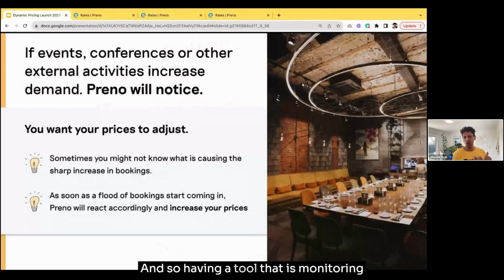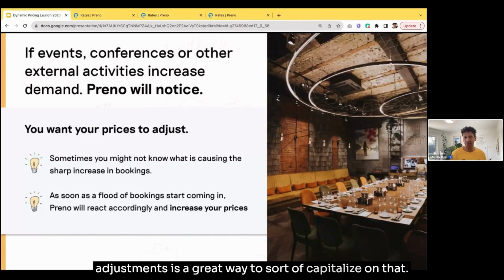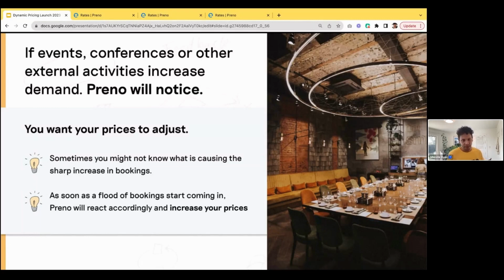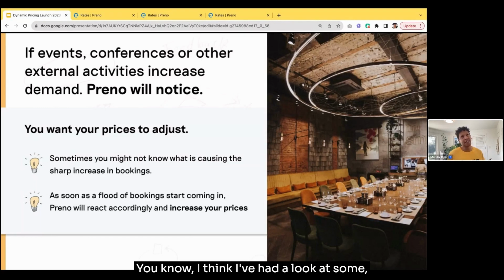And so having a tool that is monitoring all the time and saying, okay, yes, my demand's starting to increase, I'm starting to sell a lot of rooms, and making adjustments is a great way to capitalize on that. I've spoken to some customers, and a lot of our customers will look at what's happening this month, but they're not looking at what's happening 6 months from now. And so Preno obviously is looking across the whole date range.